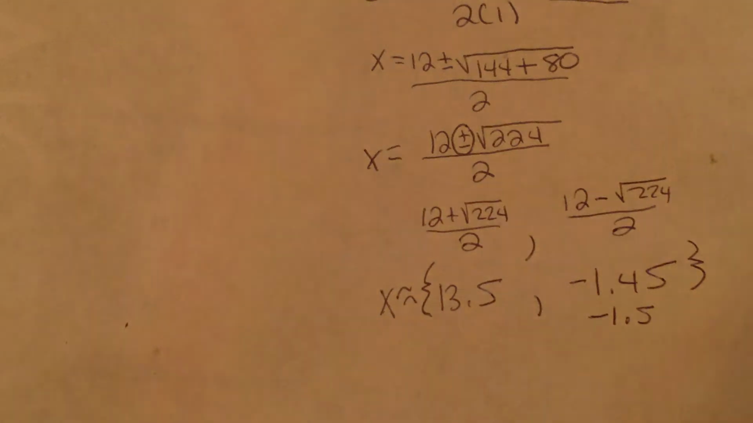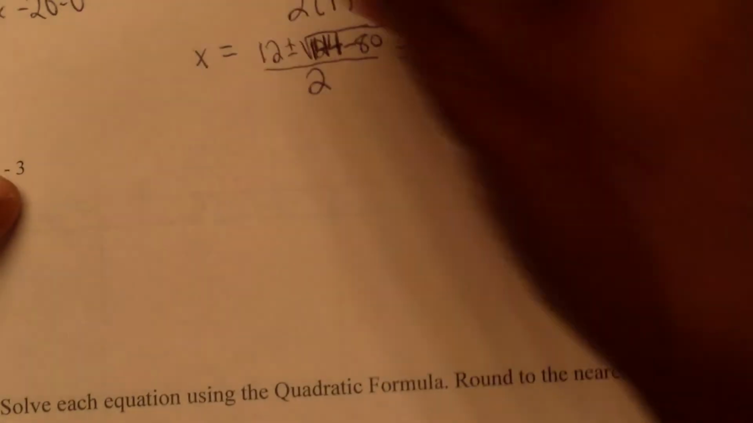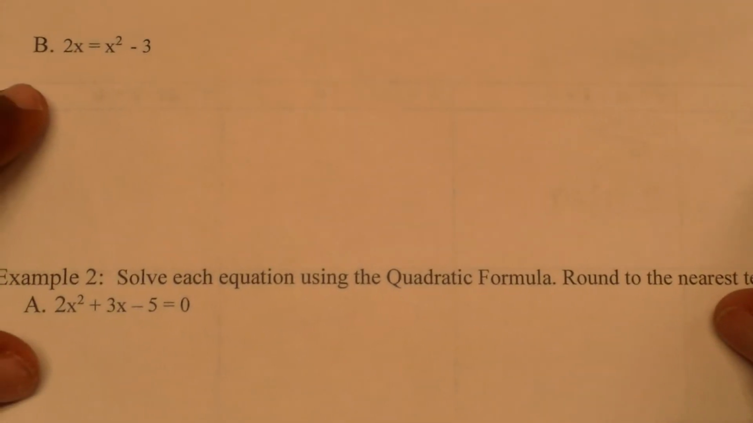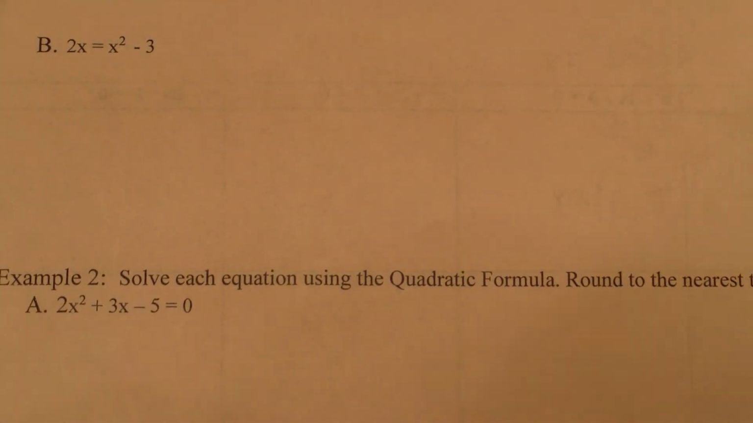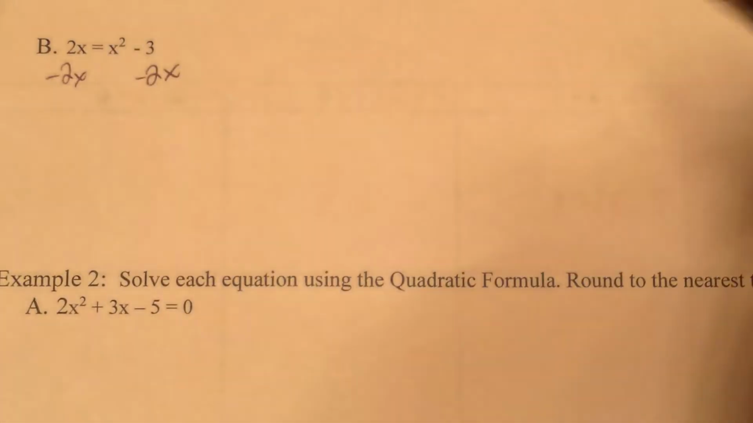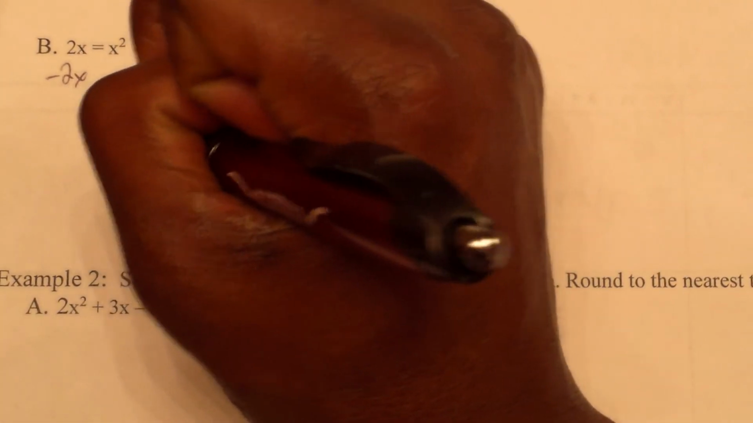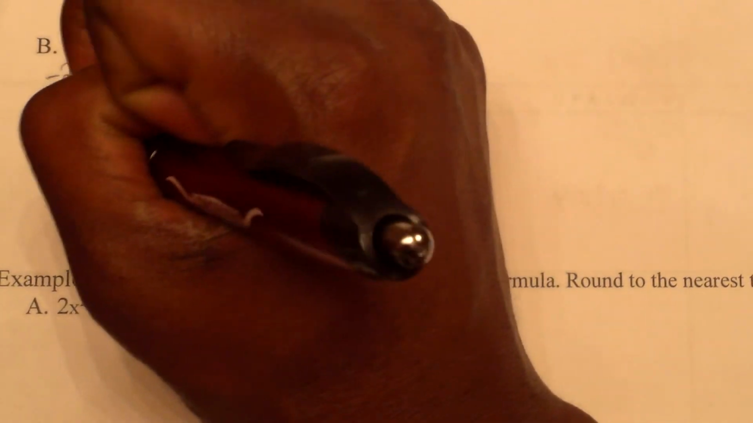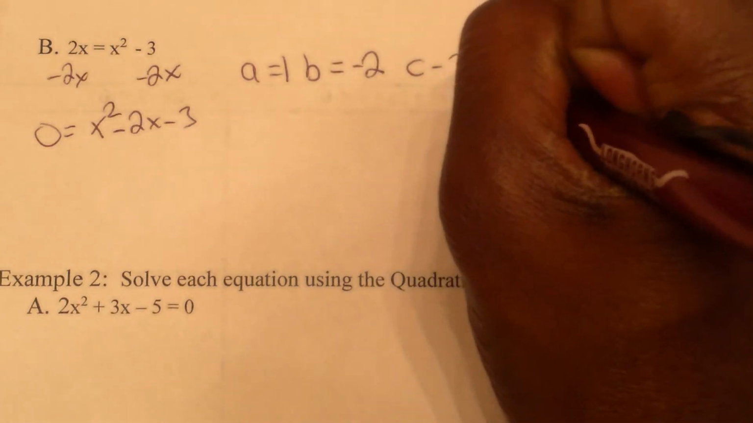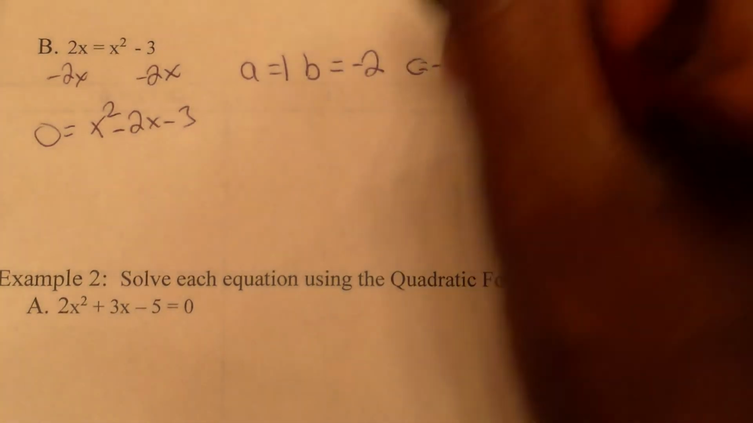Alright, so now I'm back on my paper. Remember I had messed that up earlier. So we're on B. And we're going to use the quadratic formula. First, we need to get a standard form, so we're going to subtract 2x on both sides. We end up with x squared minus 2x minus 3 equals 0. Our A is 1, our B is negative 2, our C is negative 3. I'm going to plug it into the formula.